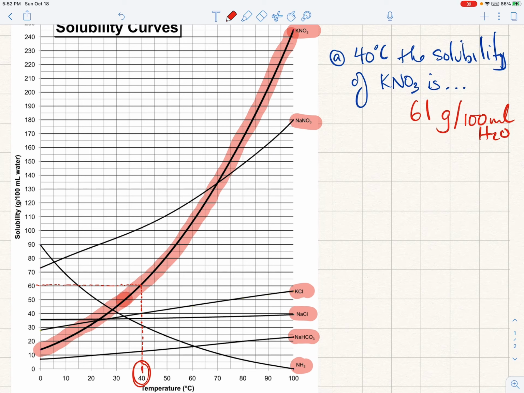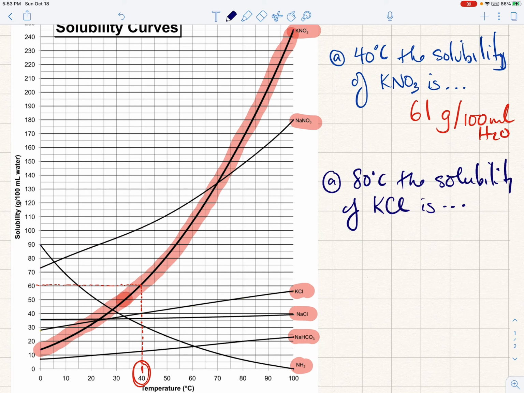I'll try it again. Okay, this time we'll pick a different temperature and a different salt. Let's say at 80 degrees Celsius, the solubility of, and let's pick a different salt. How about potassium chloride, KCl. All right, so this time we're looking at the potassium chloride salt. We want to know what its solubility is at 80 degrees. So we find potassium chloride. Its curve is this one here.